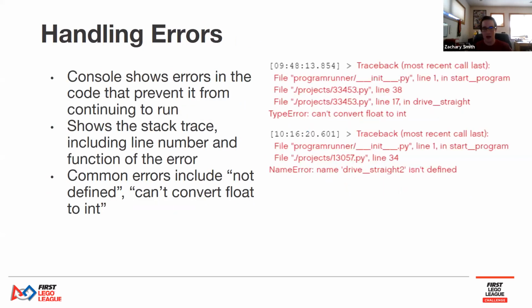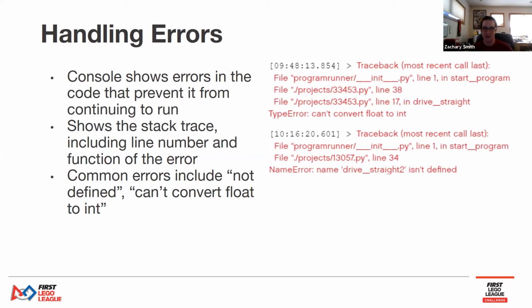Now we're going to talk about how to actually handle errors. In the event that something is completely wrong and the Python interpreter catches that, it's going to show the error in the console, which prevents it from continuing to run. These types of errors will forcefully stop the program. They cannot continue after that. They cannot recover unless you fix them. It'll show the stack trace, which is the line number and function of the error.